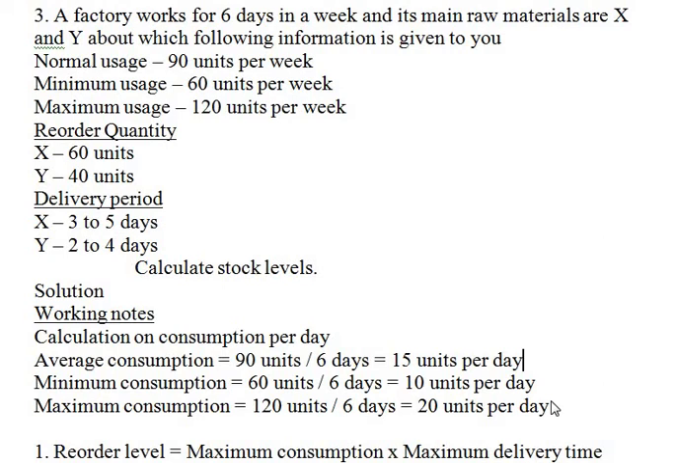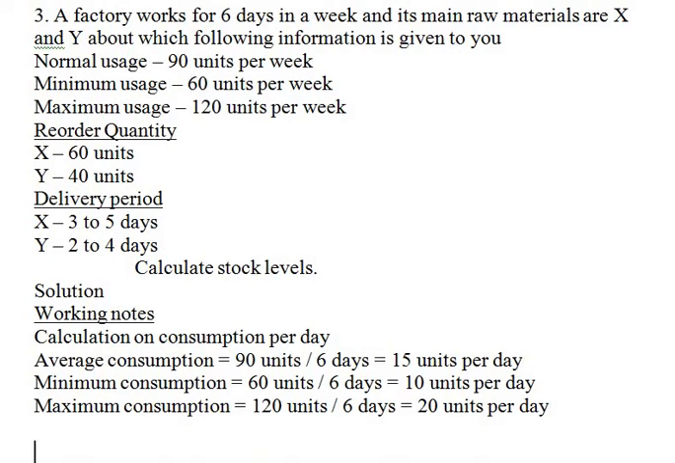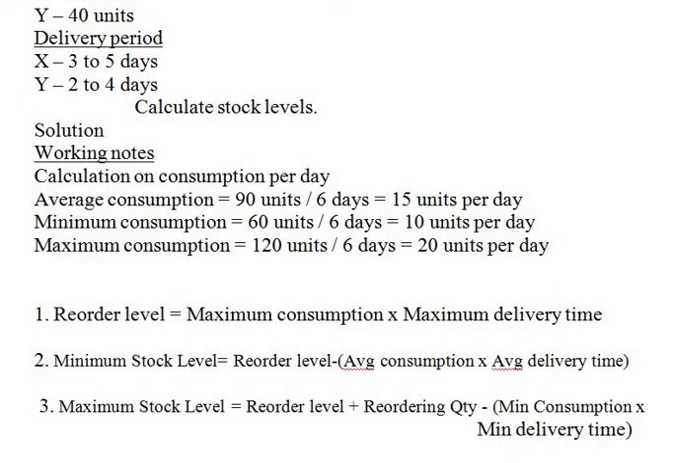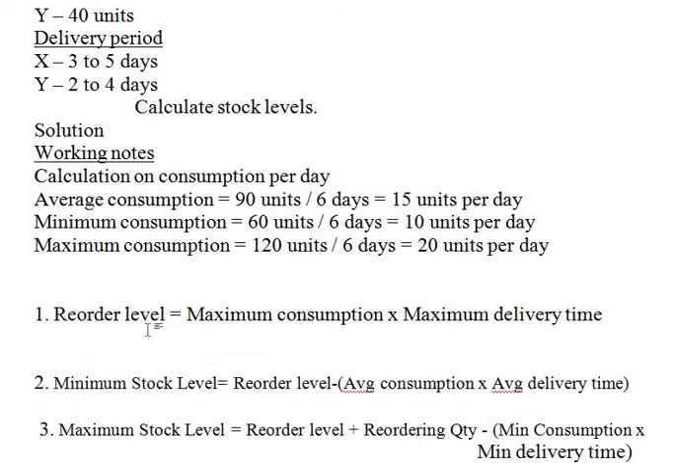Now they have asked us to calculate stock levels. So first we will calculate reorder level. We need to calculate this for A as well as B. So write down first one, reorder level. Formula is maximum consumption into maximum delivery time. As I've told you all, this has to be calculated for X component as well as Y component. So first we will calculate for X.